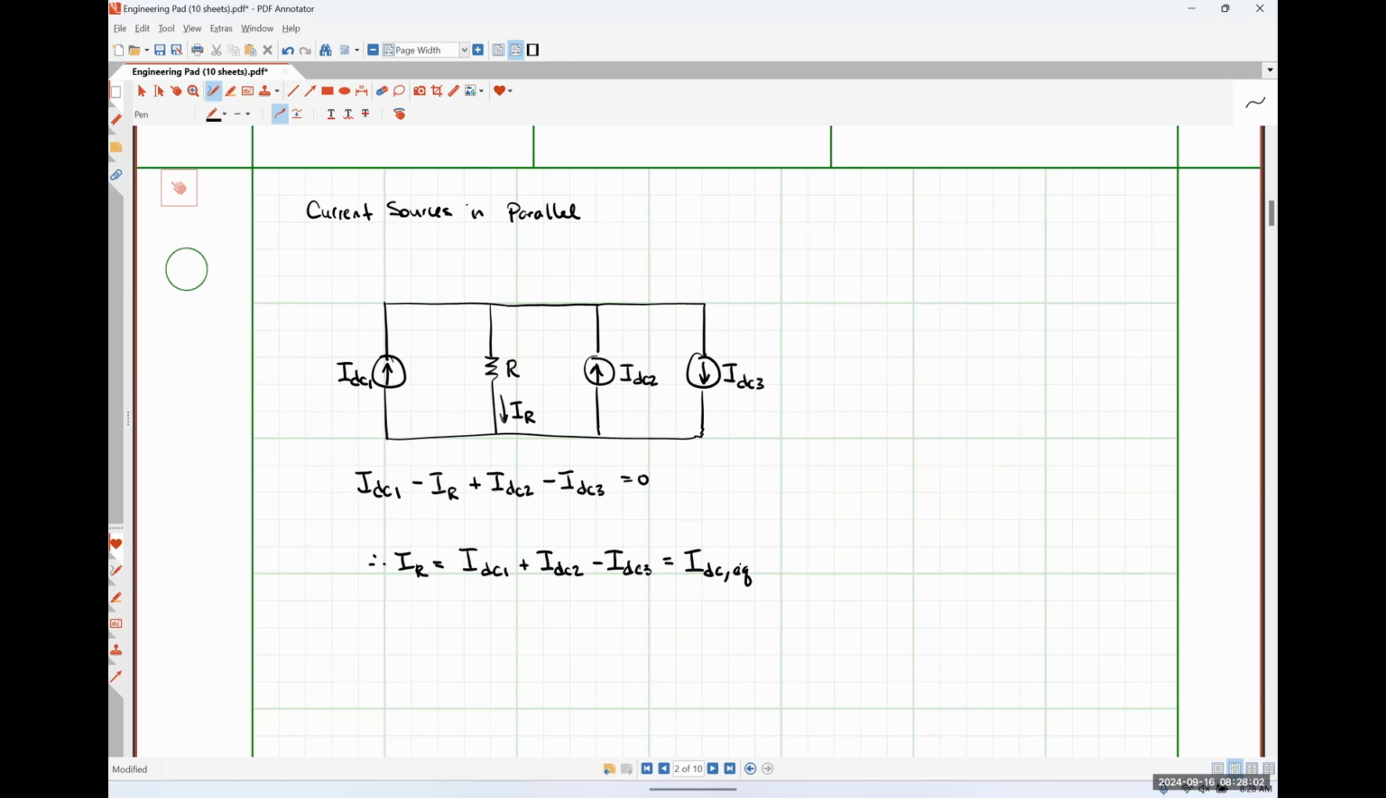So the rules for that combination are, if the currents are flowing in the same direction, they add together. If it's flowing in the opposite direction, you subtract it. So extremely similar to what we saw with voltage sources in series.